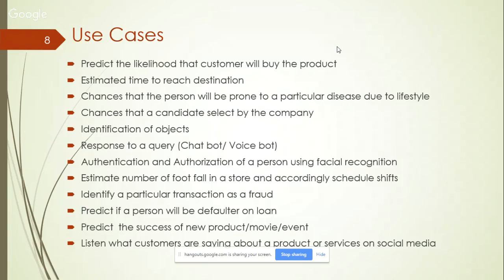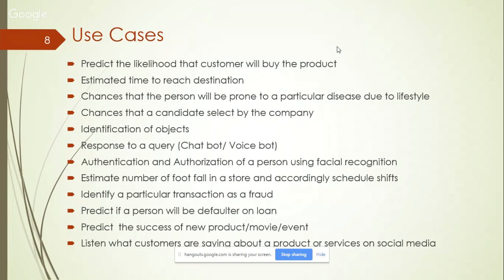Then comes identifying a particular transaction as fraud, which happens in banks. If I'm doing some transaction, is it prone to fraud? Is it something suspicious? Is it something an outlier? Is it something susceptible to a different behavior? Such things are identified with millions and billions of data.